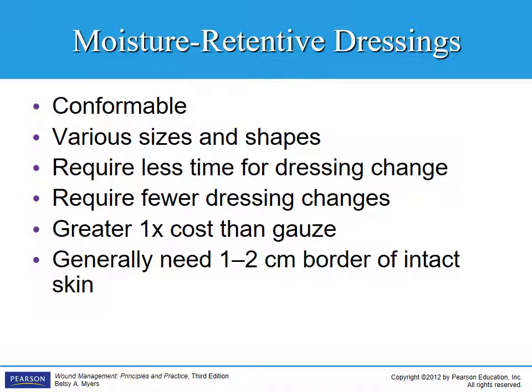They are costlier than gauze, a normal gauze pad. There is more cost to them. And generally you need 1 to 2 centimeters of border of intact skin. So if you've got a really large wound and there's no intact skin around it, you may not be able to use a moisture retentive dressing because the border has to adhere to that intact skin. And if there's just a very wet or moist wound, that border is not going to stick to it.